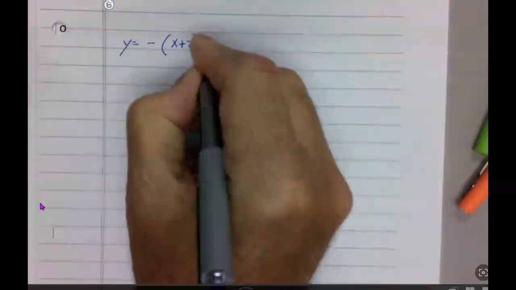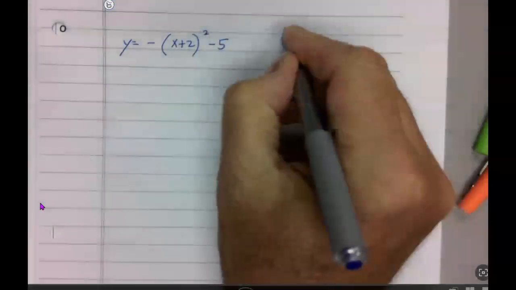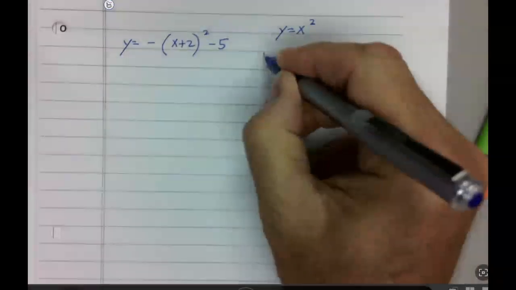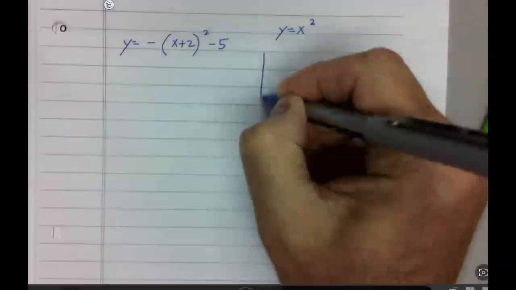Okay, I'm just gonna make one up here. y equals, what was the one I just did? y equals negative x squared minus 5. Okay? It's a quadratic, yes or no? Yes. Agreed? Yeah. Y equals x squared, correct? That's your parent function, correct?